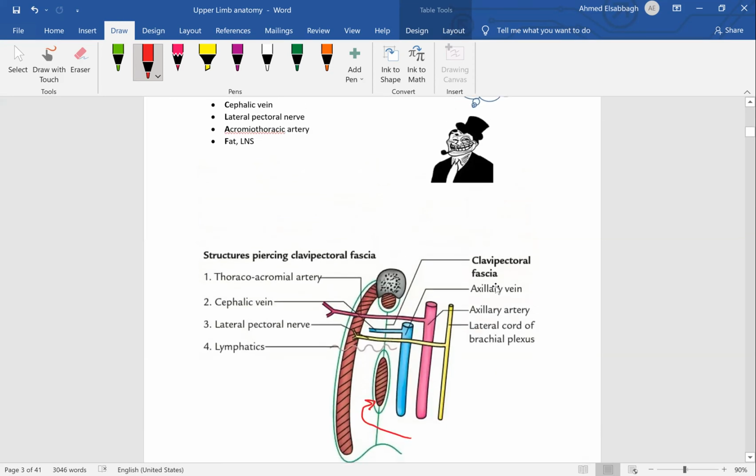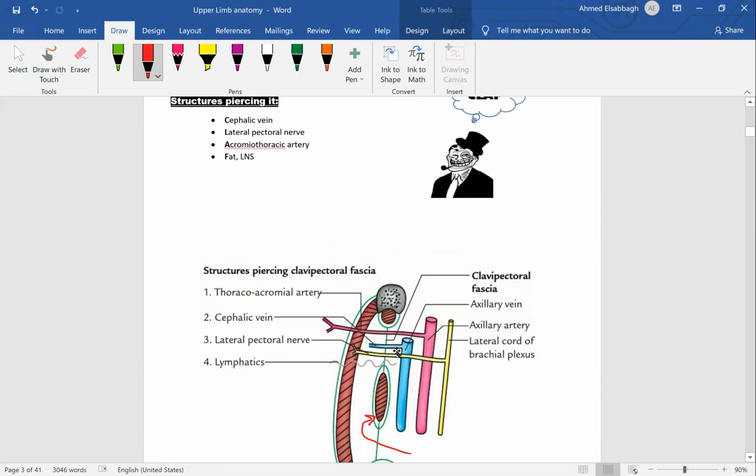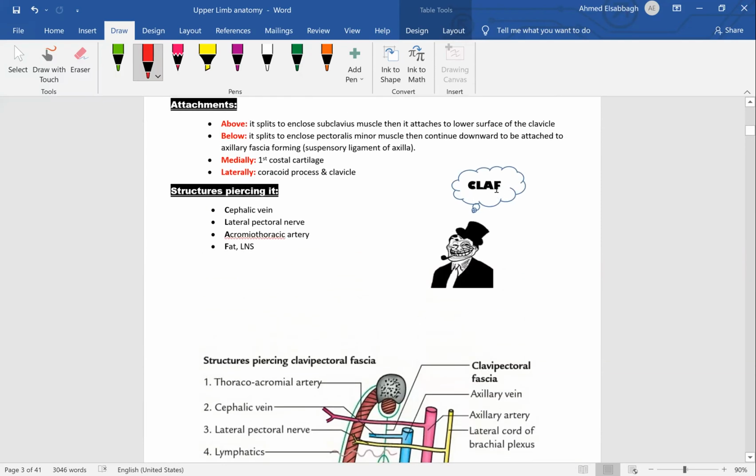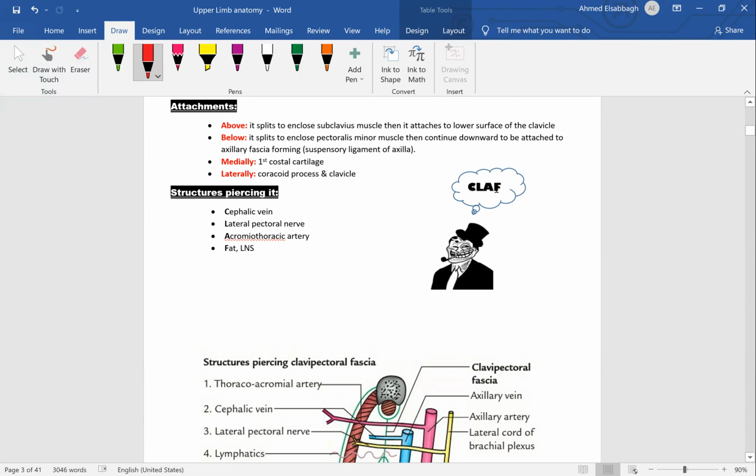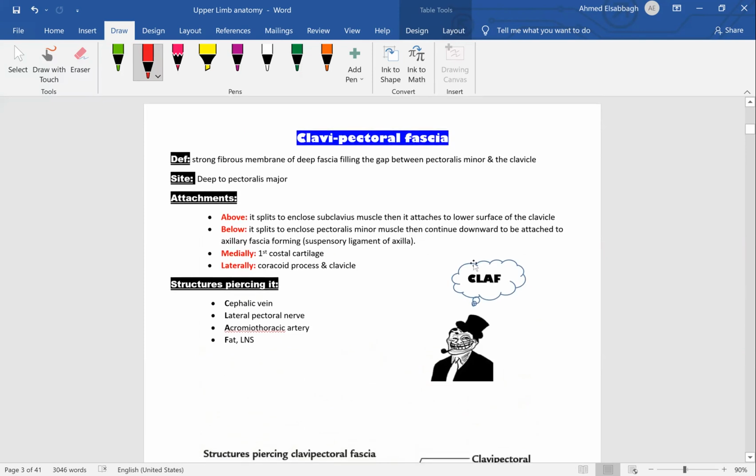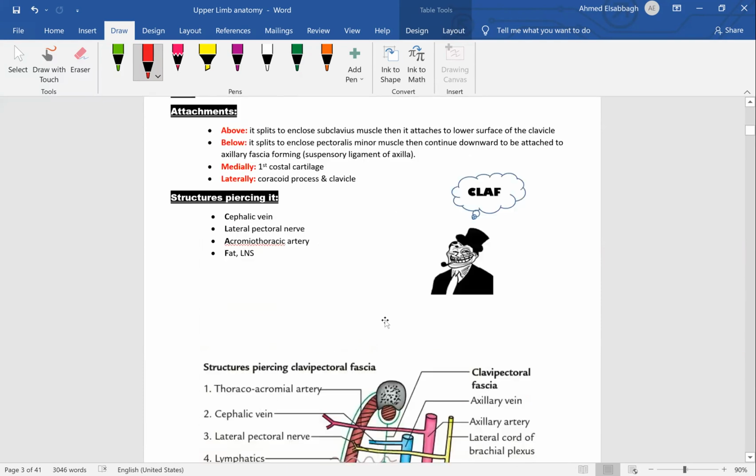What are the structures piercing it? These three structures are in the mnemonic CLAF. From its name, clavipectoral fascia, the structures piercing it are called CLAF. C for cephalic vein, L for lateral pectoral nerve, A for acromiothoracic artery, and F for fat and lymph nodes.